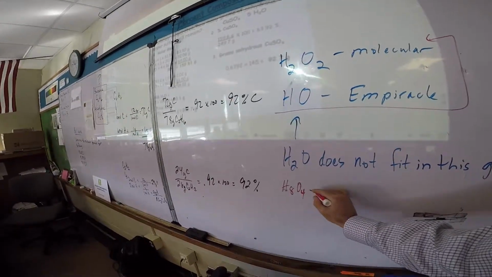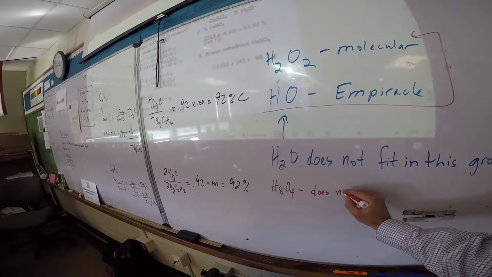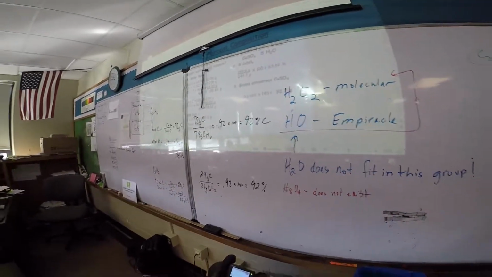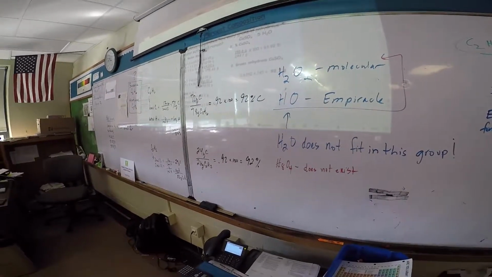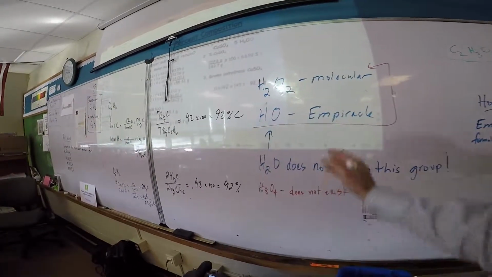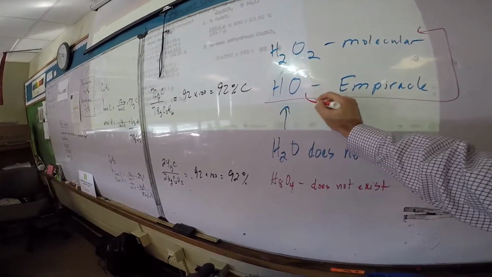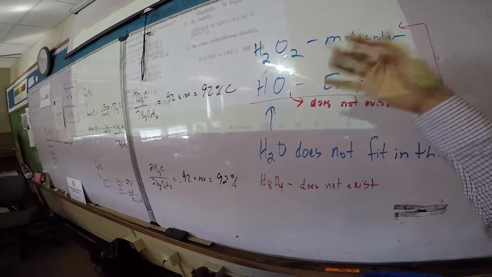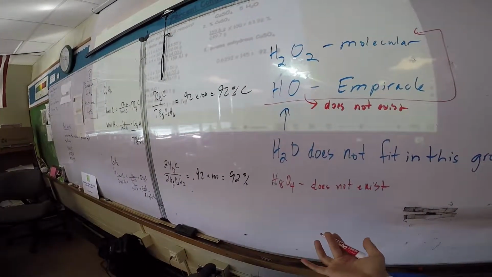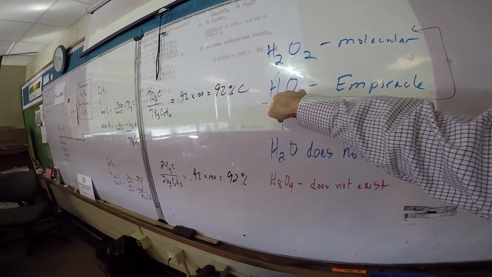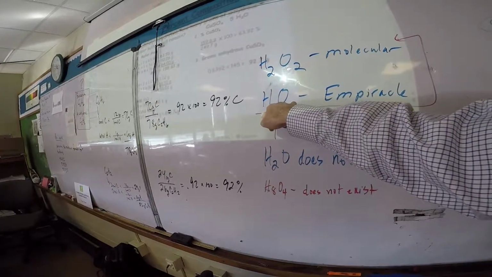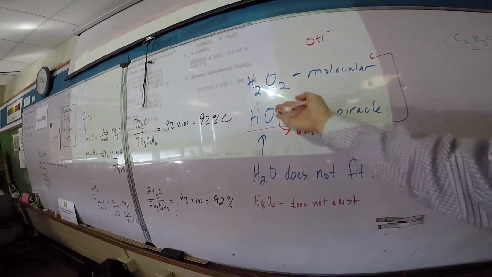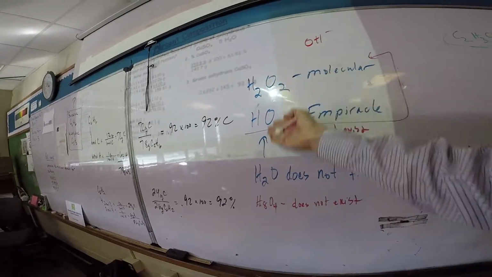Now in this situation, this does not exist. Does everybody see that? H8. Let me get some of that H8O4. No, doesn't happen. Now in this situation, HO does not exist. So sometimes the empirical formula exists and sometimes it doesn't. So in this situation, you're not going to go out and buy this. HO basically is OH and it's an ion. And that's different from a compound. So we're talking here about compounds.